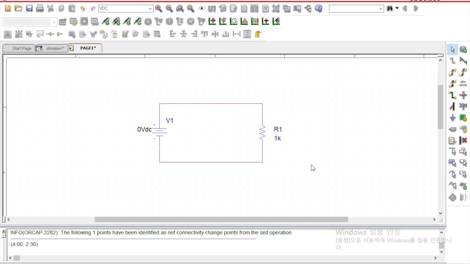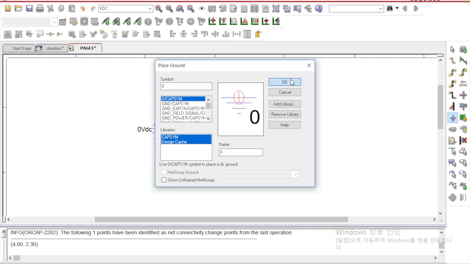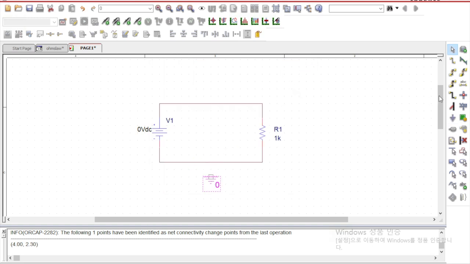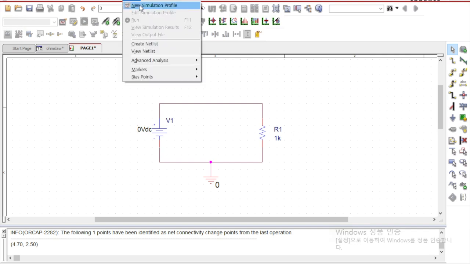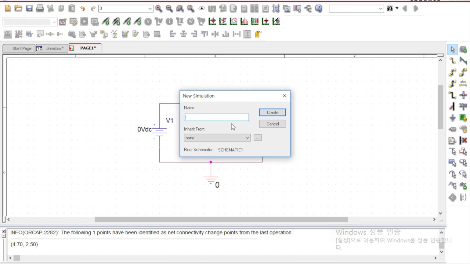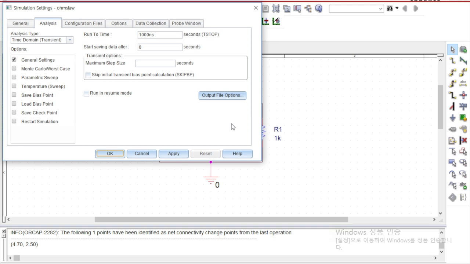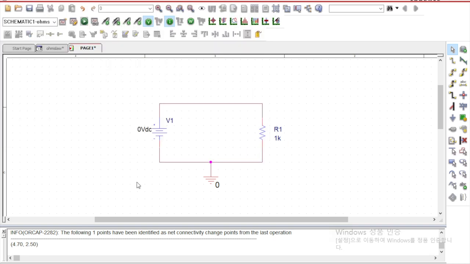In addition to other circuit elements, a circuit diagram in Pspice should always have a ground reference. Now that we have completed the circuit diagram, let us create a simulation profile. I will name the simulation profile Ohm's law. I will leave all these values to their default. Let us now assign values to the circuit elements.